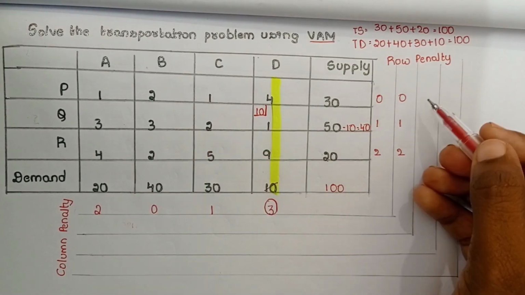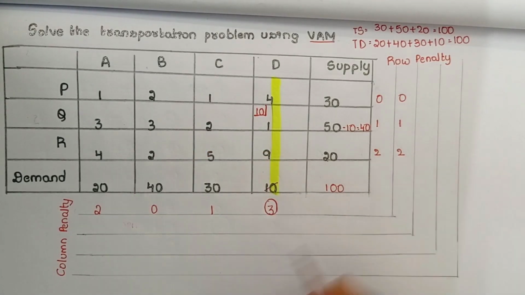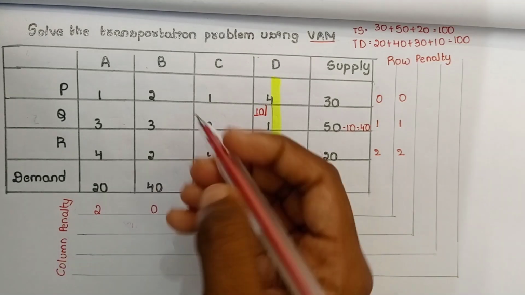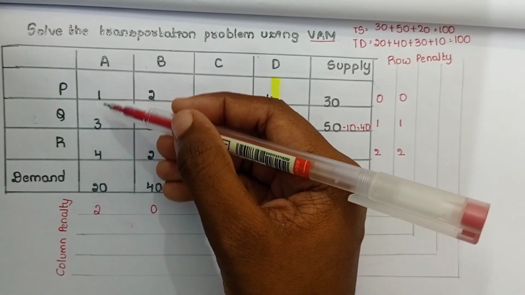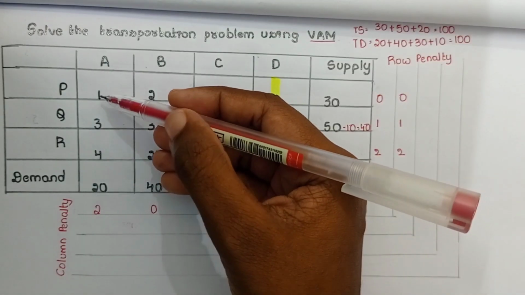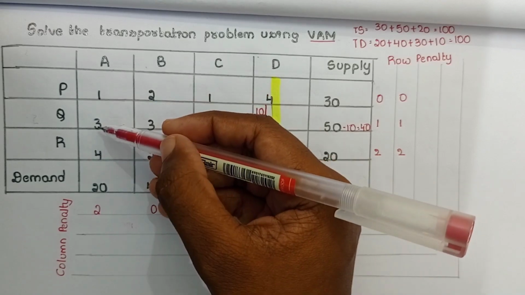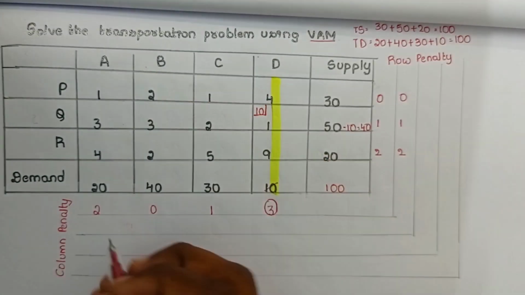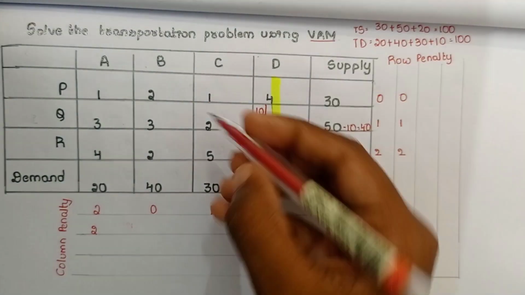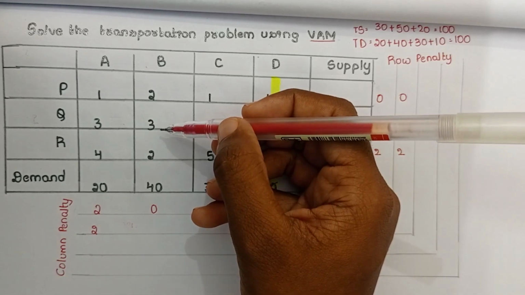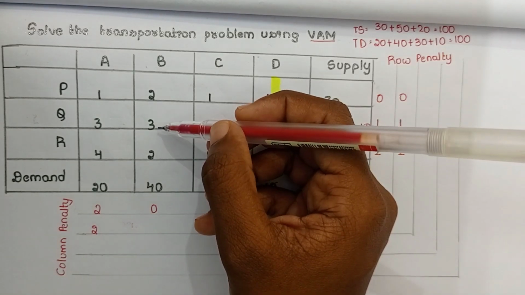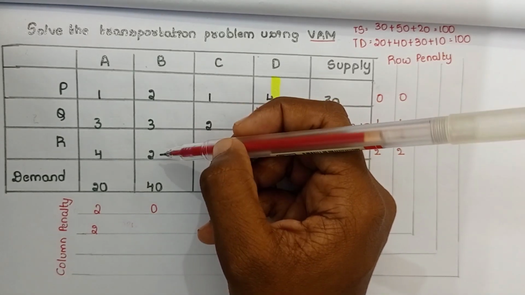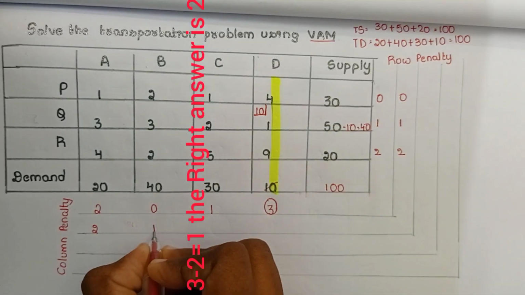Okay, so these are the values of row penalty: 0, 1 and 2. Let's see the column penalty. In this column the values are 1, 3 and 4. The first least value is 1 and the second least value is 3, so 3 minus 1 is 2. In the next column, the first least value is 2 and the second least value is 3, so 3 minus 2 is 1.